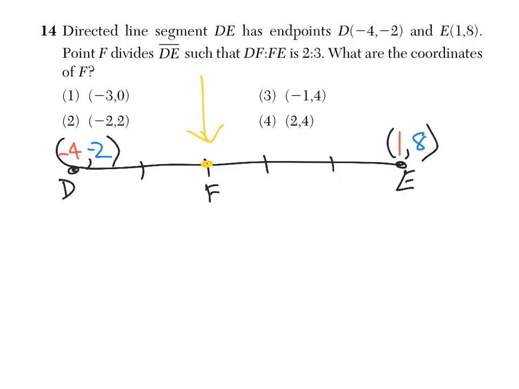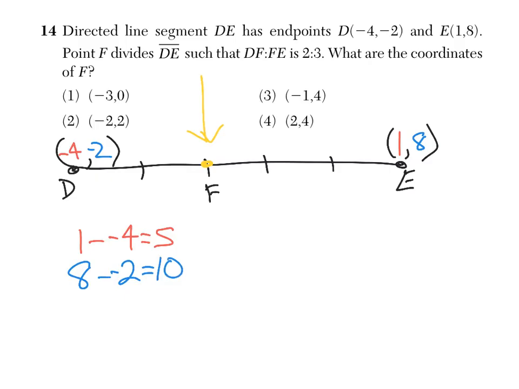What I want to do is determine how much the x values are increasing by for each unit. So we're going to find the entire distance from D to E. I'm going to start at the end, 1 minus -4, and that gives us 5. The x values increased by 5 from D to E, and the y values increased by how much? We're going to do 8 minus -2 for a total of 10.